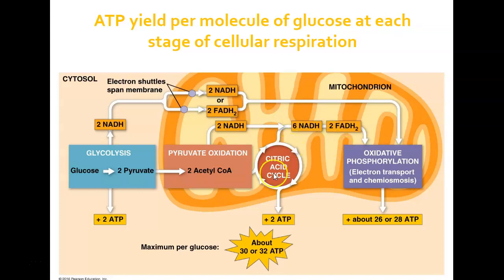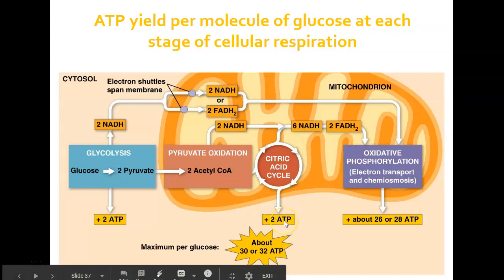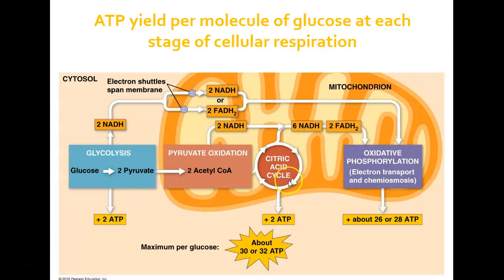oxidative phosphorylation part. 2 more ATP is made in the citric acid cycle by substrate-level phosphorylation, and then these little intermediate carriers all shuttle over to oxidative phosphorylation occurring in the inner membrane, and that causes the proton gradient to feed through ATP synthase, generating about 26 to 28 ATP. So overall, per every glucose molecule, you can make about 30 to 32 ATP molecules.